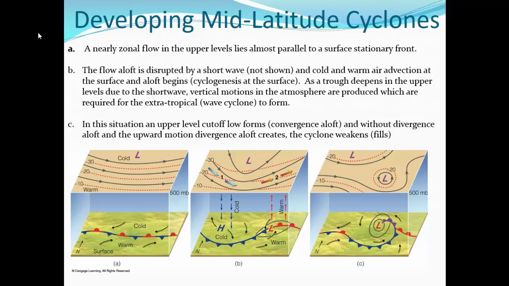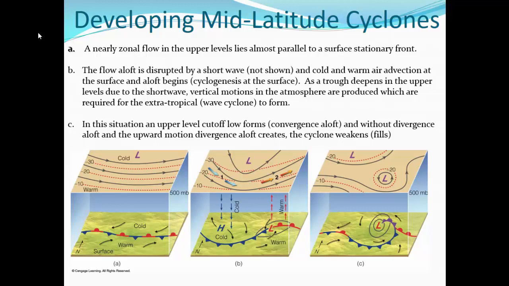Cold and warm air advection at the surface begin that cyclogenesis, or the beginning of the cyclone at the surface. Cyclogenesis, the development of the beginning of the cyclone. As that trough deepens in the upper levels due to the short wave, vertical motions in the atmosphere are produced which are required for the extratropical or wave cyclone to form. So those vertical motions are the downward air in the entrance region of the trough because of convergence at 1 in B, and then in B in the upper levels at 2, divergence aloft, creating the upward motion and enhancing our wave cyclone. And of course at C, you can see where the occlusion has begun, so now we're at the most intense portion of the cyclone.